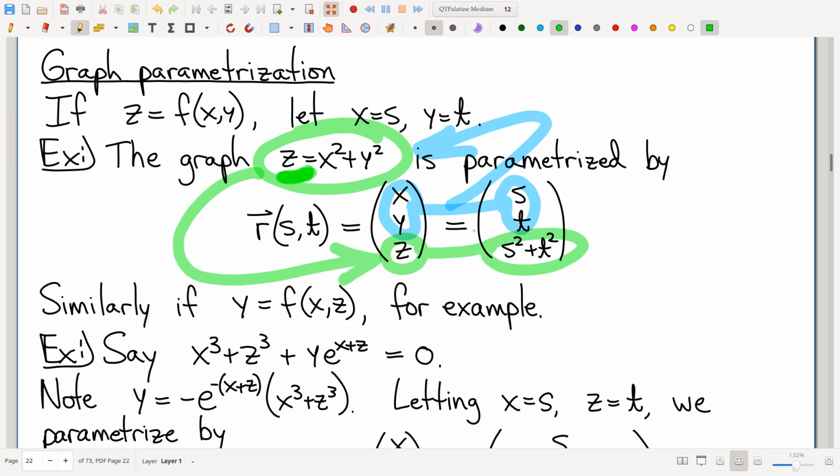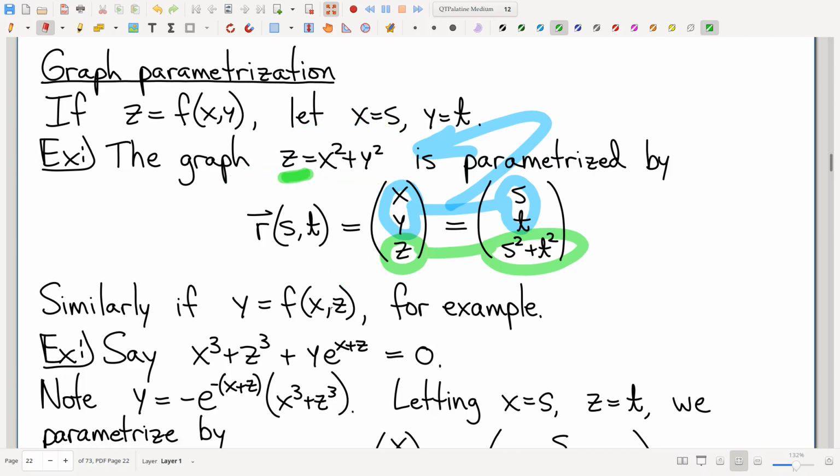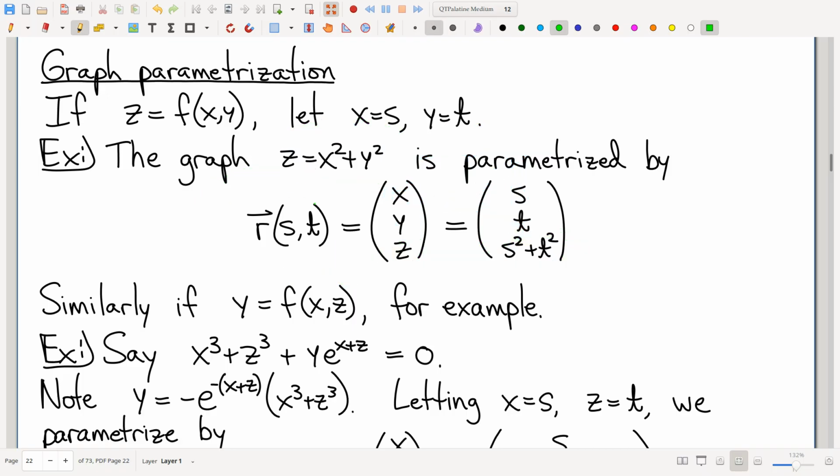How we doing? Everybody all right with that one? World's easiest surface parameterization technique. All right. Now, again, there's nothing magic about x and y. This works for whichever two variables are the input variables. I'm about to show you an example where x and z are going to be the inputs.